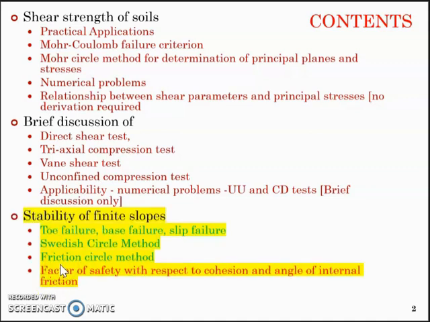Plus, you have the stability of finite slopes, wherein we'll discuss toe failure, base failure, slip failure, Swedish circle method, friction circle method, and the factor of safety with respect to cohesion and angle of internal friction. So basically, the fifth chapter is a mix of shear strength of soil and the stability of slopes.